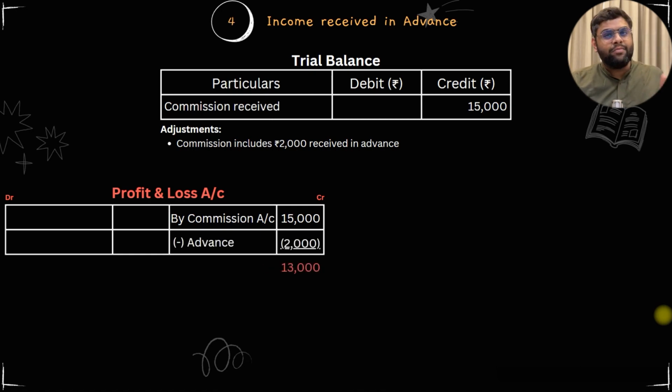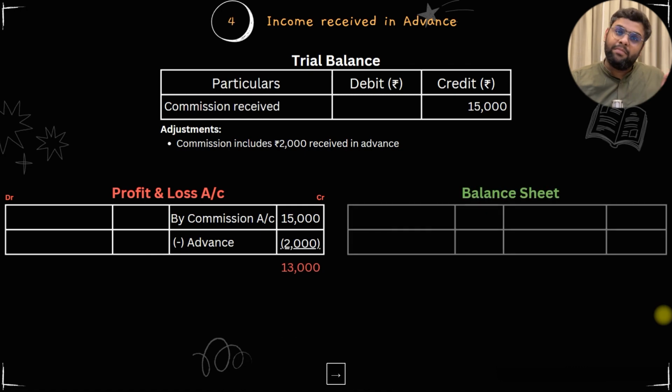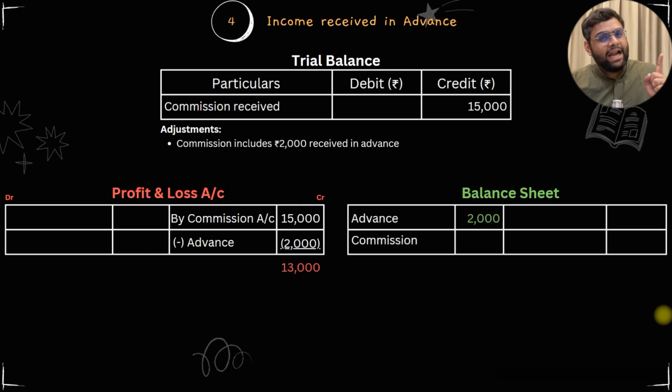Now, advance commission is also a liability because you have taken someone's money without doing the work. So, in the balance sheet on the liability side, advance commission will be recorded at 2,000.